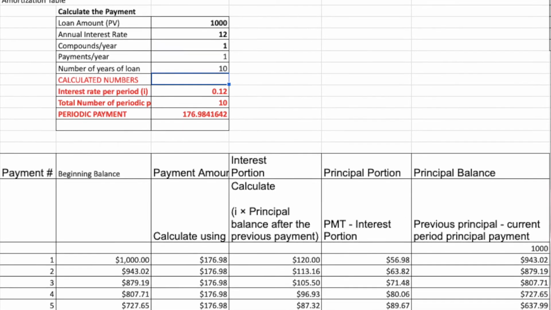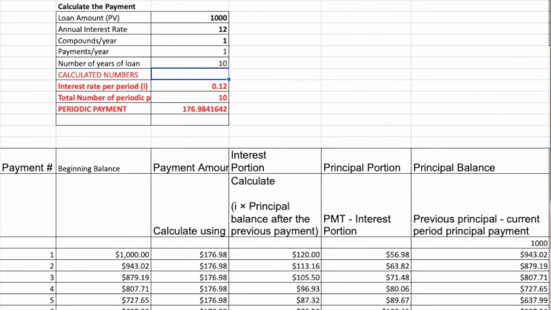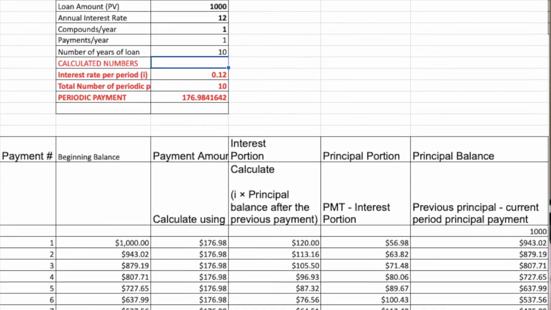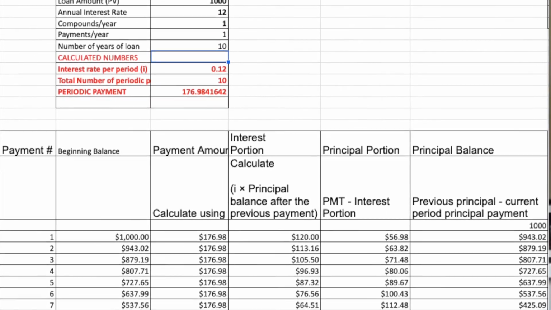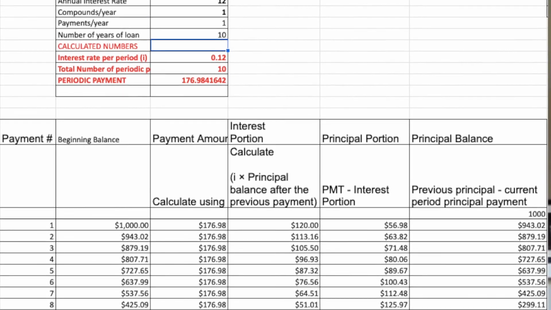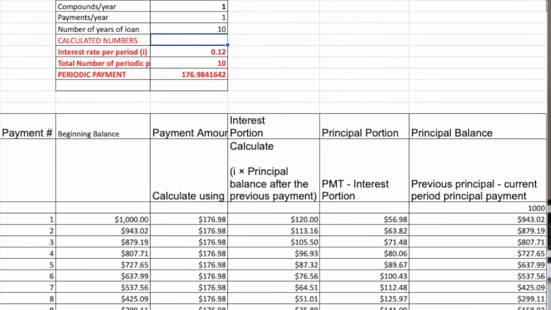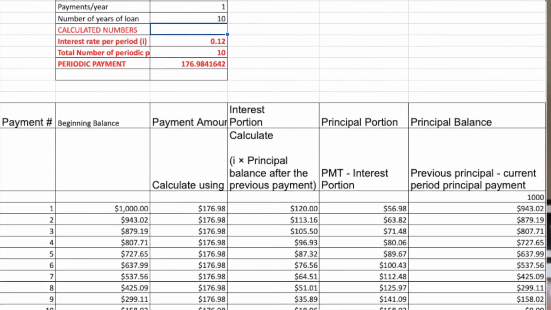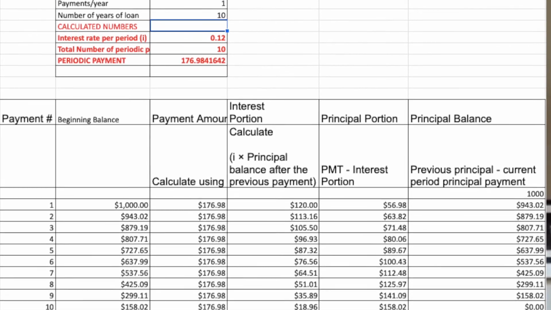But the fact of the matter is, with an amortization table, at any point in time in the repayment of a loan, you will be able to tell how much you got paid on the loan, how much you owe on the loan, how much interest is accumulated. These are critical things for companies because companies need to know what their liabilities are.